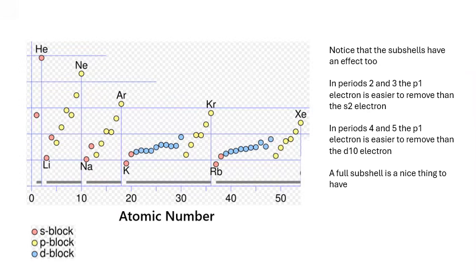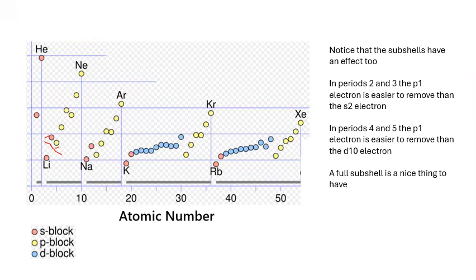Now, subshells. Subshells have a little effect too. And these are the little anomalies that I was talking about. In period 2, look at these two here. You need more energy to take away the S2 electron. In periods 2 and 3, the P1 electron is easier to remove than the S2 electron. So the P1 electron, this yellow one here, is easier to take away than that one.